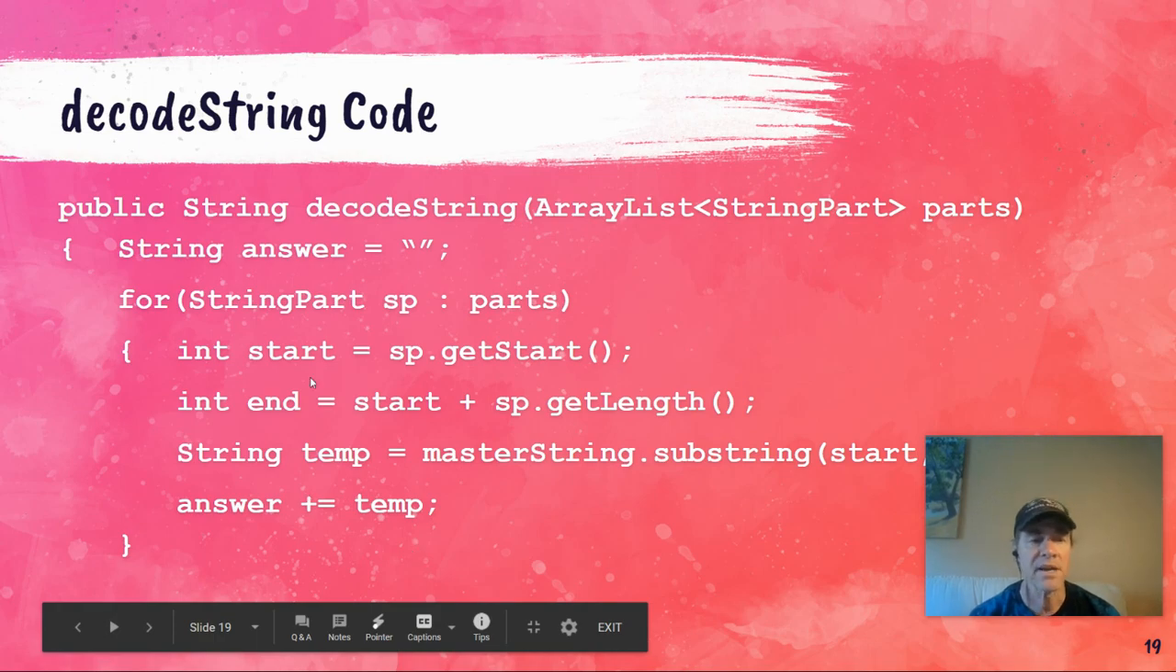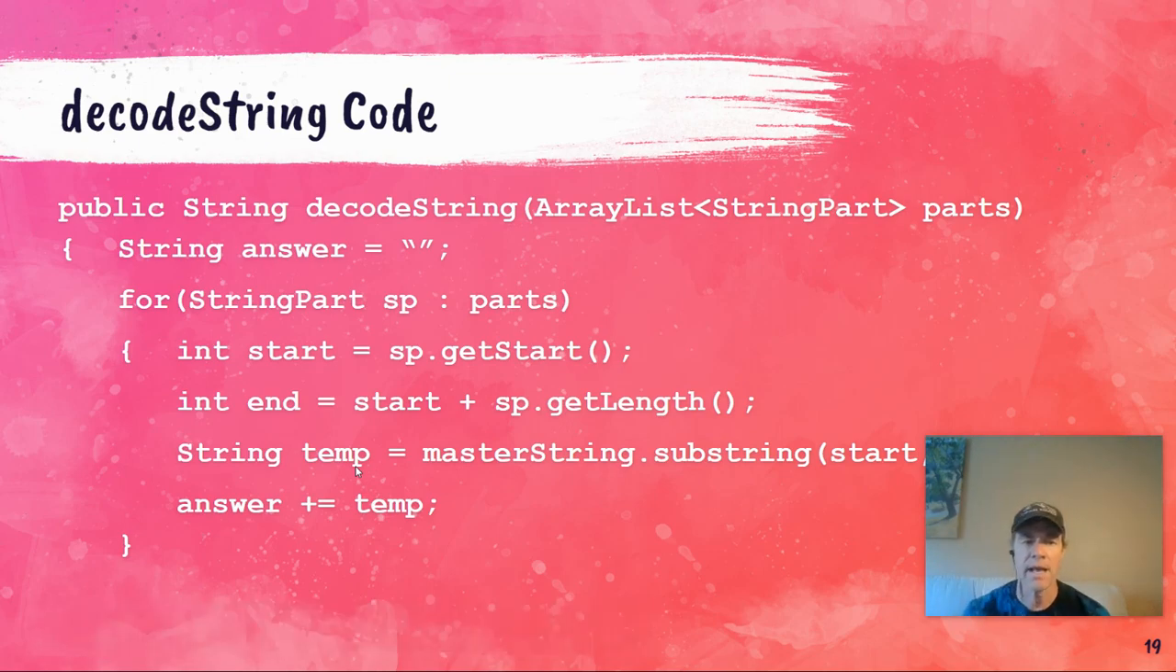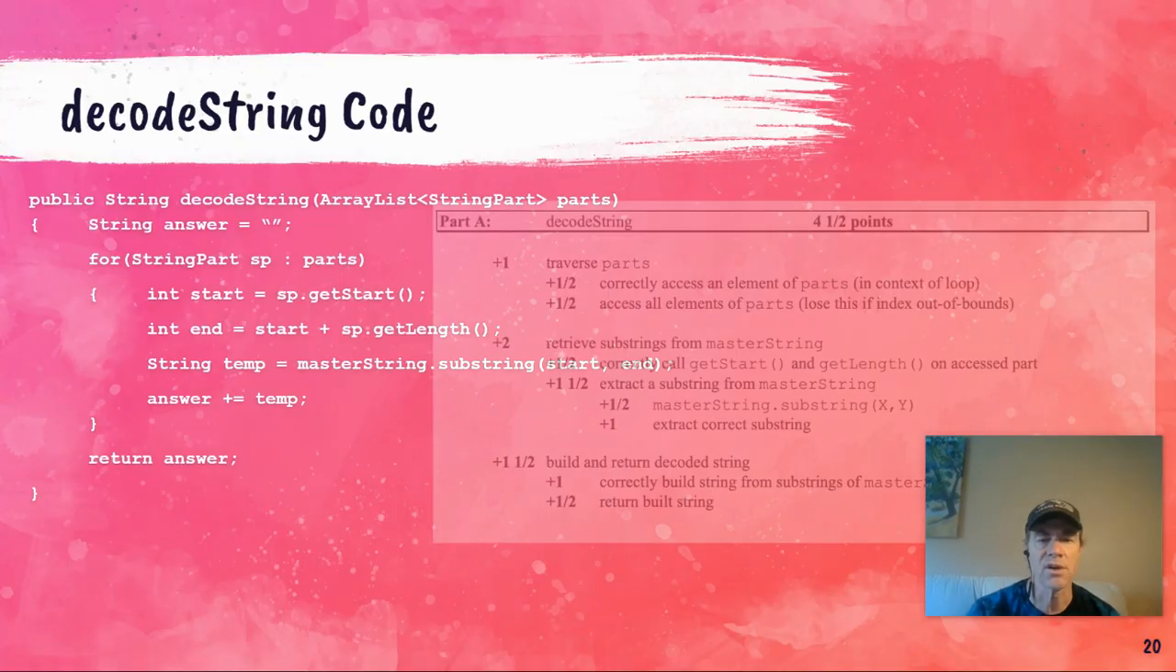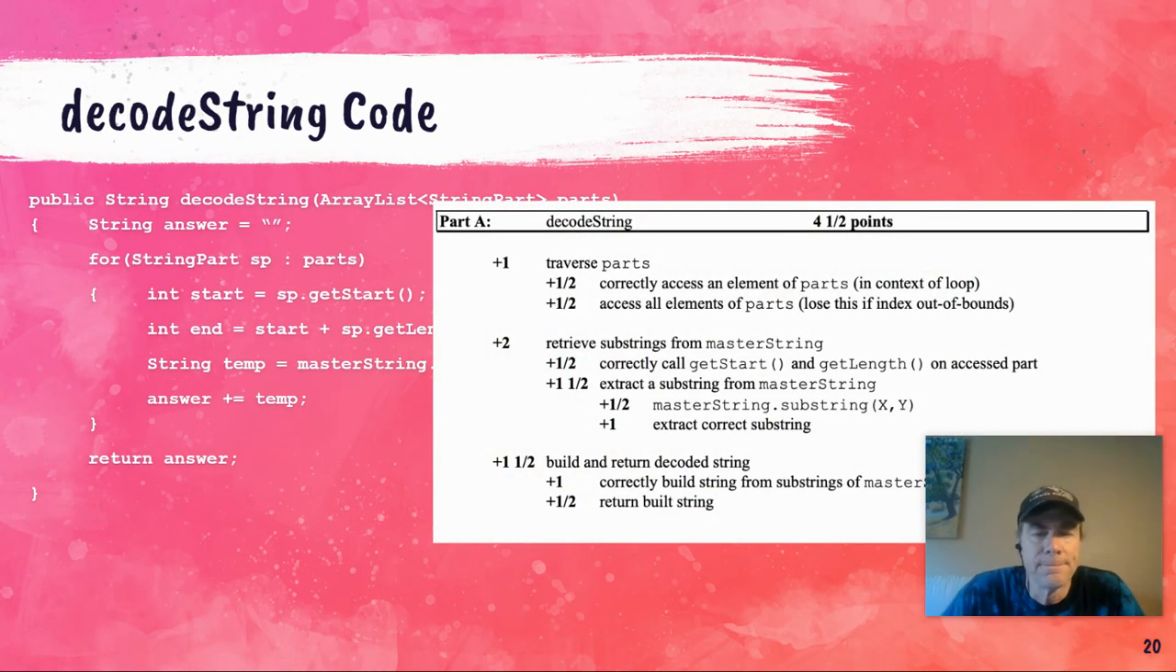Here is the College Board's solution. Do I traverse all the parts? I do, because I'm using a for each loop, so I get a point for that. Am I retrieving substrings from master string? Yep, I'm doing that. This line in here was calling the substring, so I get a half point for that.